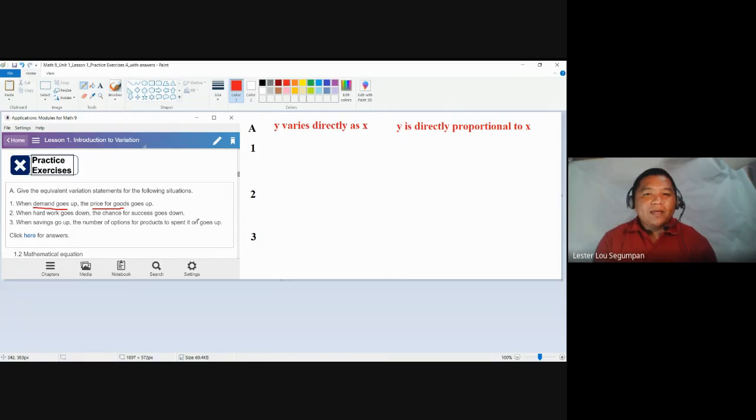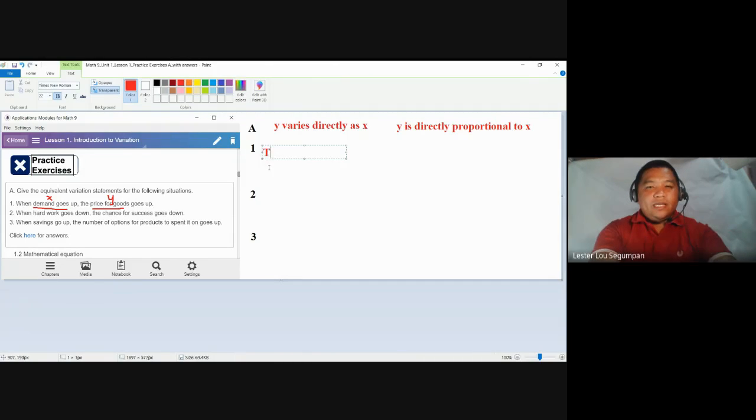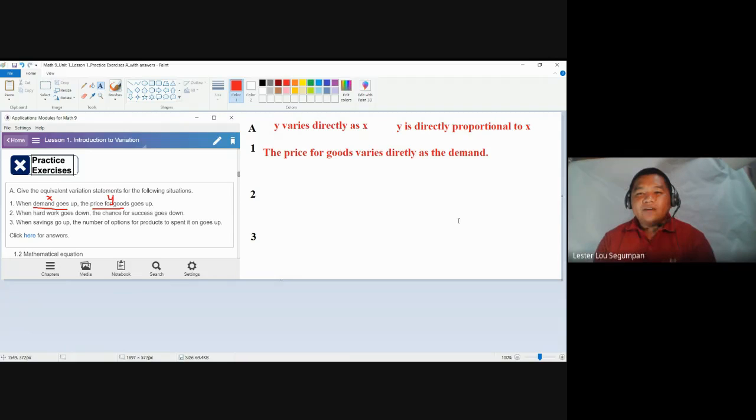So in short, in the problem, demand is your independent variable and price is your dependent variable. In short, demand is your x and price is your y. Upon learning that, you can now translate number one into your variation statement. You could say the price of goods varies directly as the demand. That's the first translation. Or you could say the price of goods is directly proportional to the demand. Okay, any of the two statements.